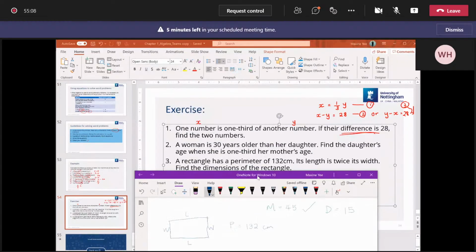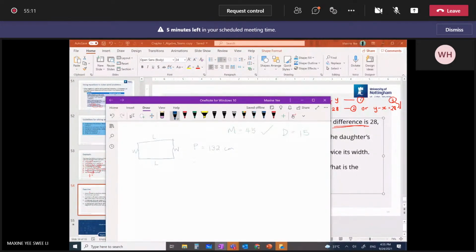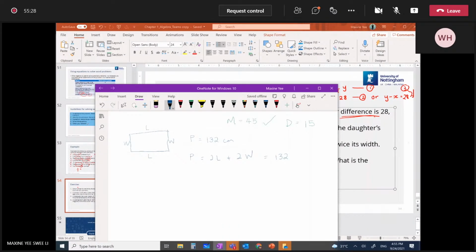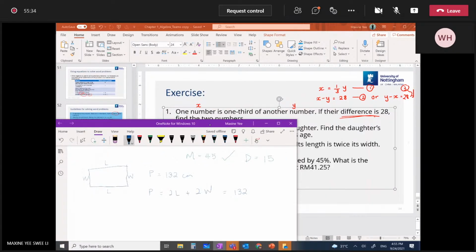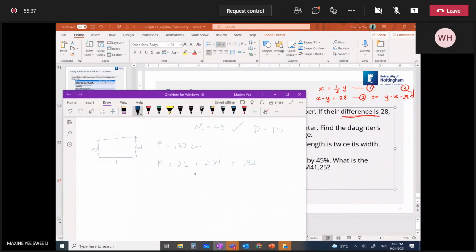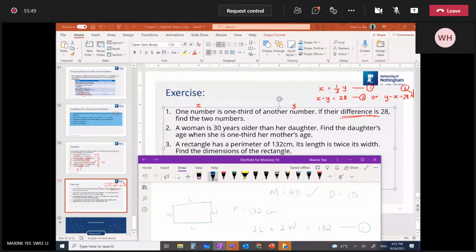2L plus 2W equals to 132. Yes, right, because perimeter is 2L plus 2W. Yes, and we were given that it is equal to 132. All right, any more? L equals to 2W. So what other information is given to us? Because we need to solve for L and W, right? All right, so far we have the first equation, but we need another equation.